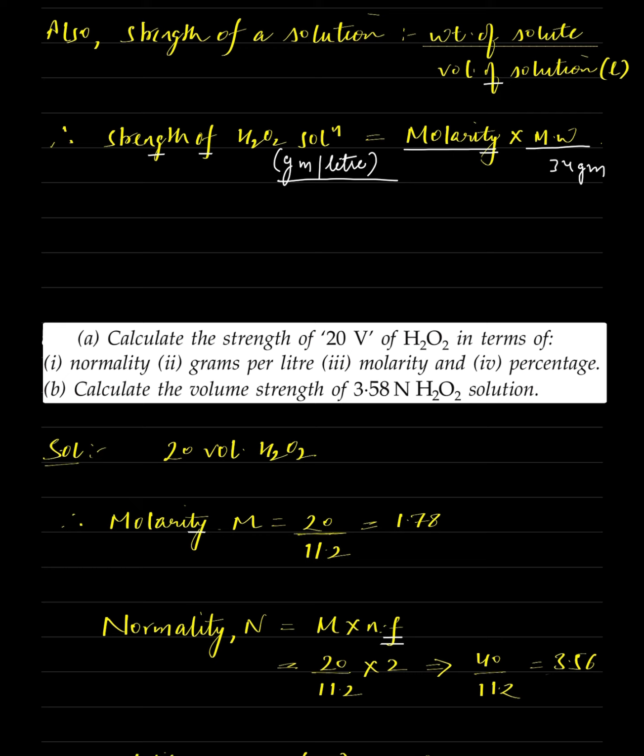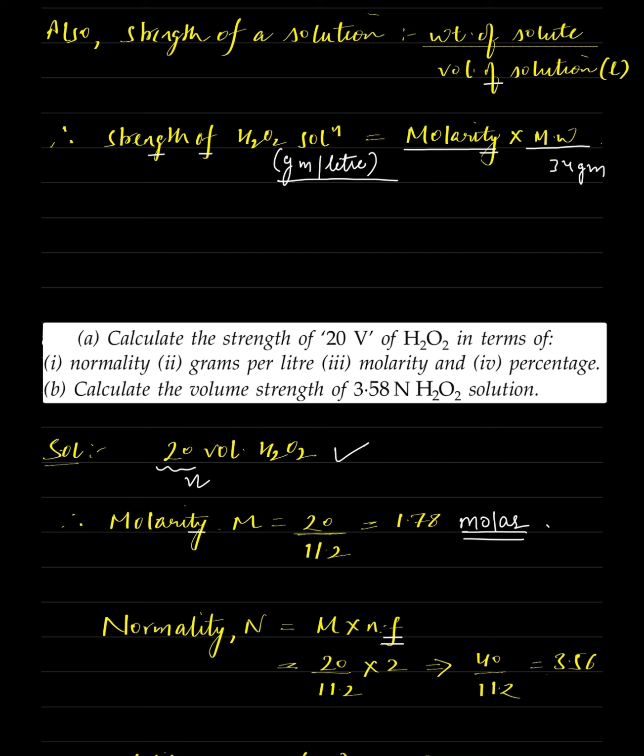Now 20 V is the strength of H2O2 which is given to us, right? So we can easily find the molarity. Molarity will be x upon 11.2, where x is 20. So 20 upon 11.2 gives 1.78. So the solution is 1.78 molar. This is the molarity, so we obtained the third answer, right?